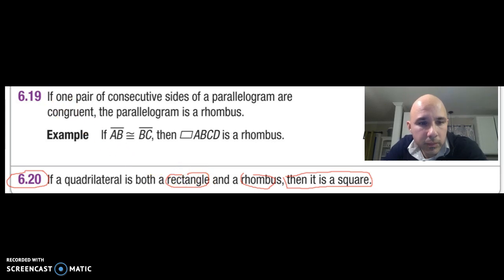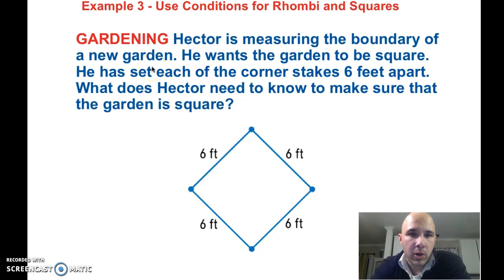All right. Example number 3. This is for benchmark 27, part B. We're going to use the conditions of a rhombi and a square. So this is a question on gardening. Hector is measuring the boundary of a new garden. He wants the garden to be a square. He has set each of the corner stakes 6 feet apart. What does Hector need to know to make sure that the garden is square?